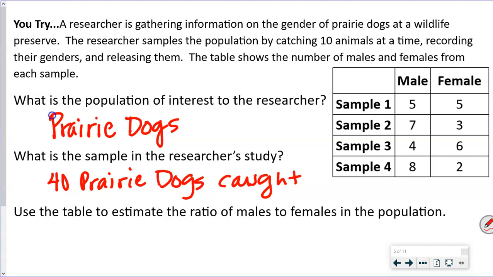Okay, then using the table, estimate the ratios of males to females in the population. So once again, we're going to count our males. That's 12 plus 12, that's 24. And then 8 plus 8, that's 16.